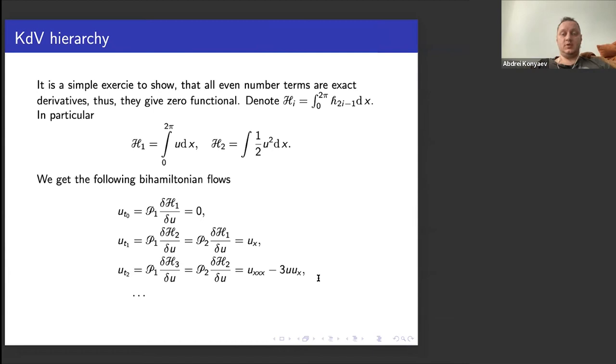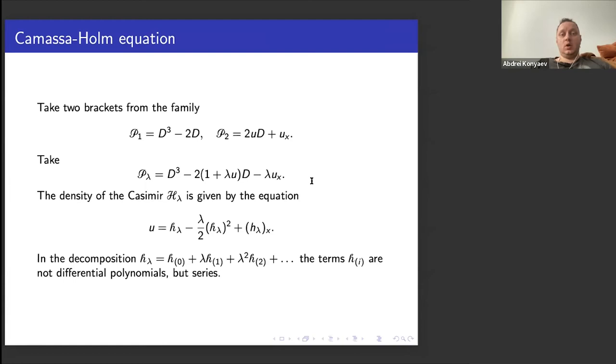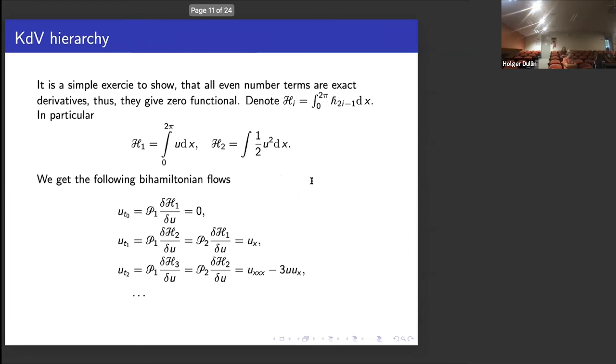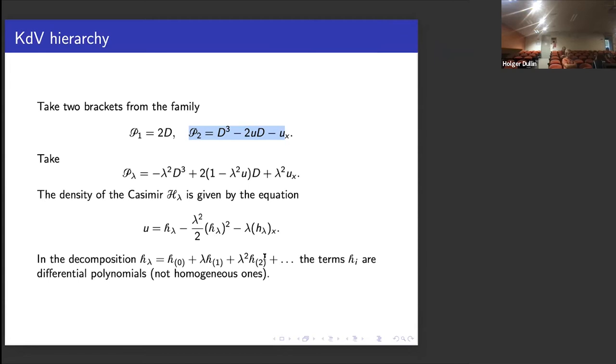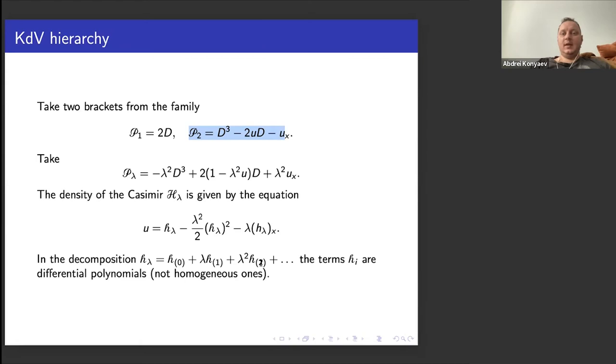Another one is the Camassa-Holm equation. It is a little bit more complicated, but here it is essential that we work with a series. See, every time we do this dependence, no one actually says that after you decompose this in lambda, each term must be a polynomial. It can easily be a series, because you had a series, you decomposed it in lambda. Well, you got a series of series, okay. And this is what actually happens when you try to do this for Camassa-Holm.